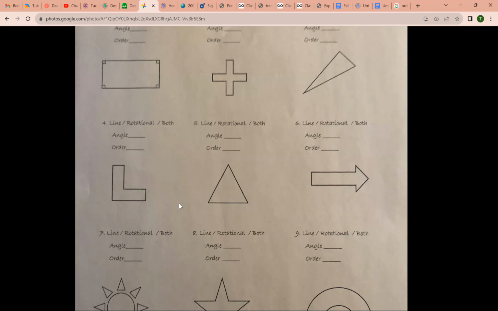Okay, so angle would be angle of rotation. Nope. Okay, so why don't you try the next one? All right.